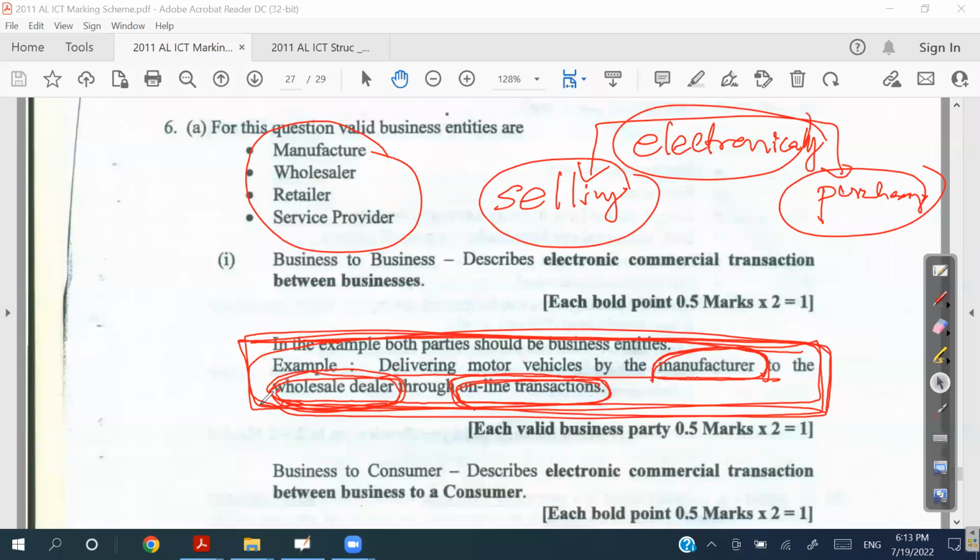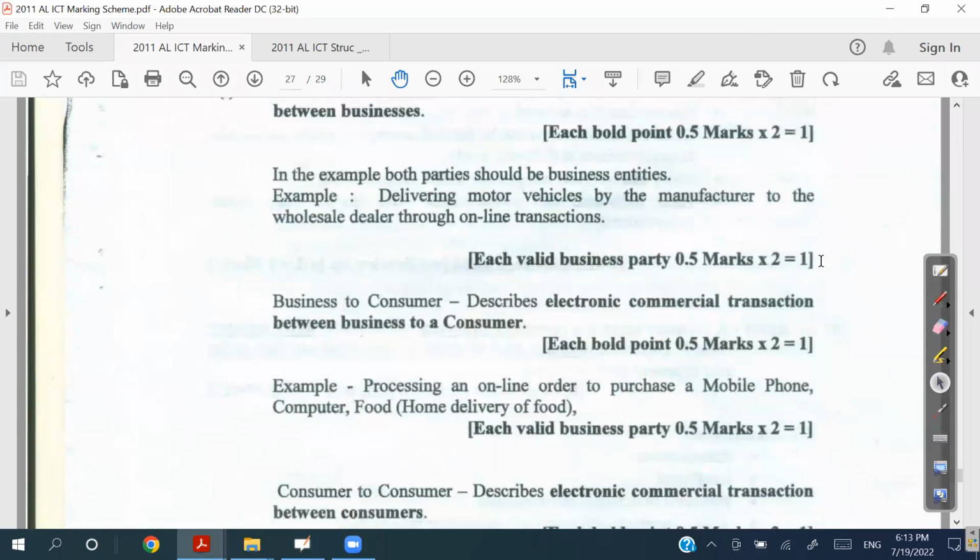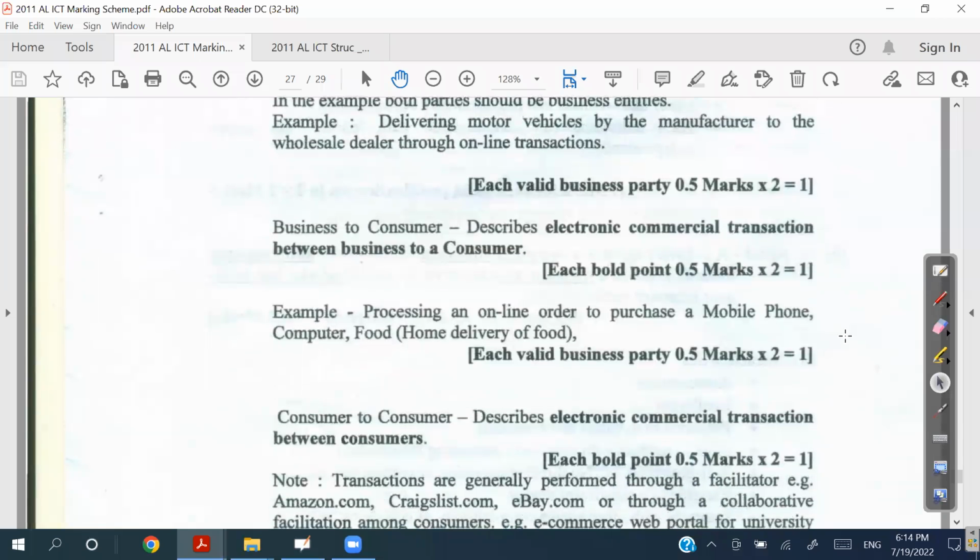Right? And yeah, so those are the things that you need to capture in this question, right? So see what they have done. Business to consumer, describe electronic commercial transaction between business to consumer. So it's 0.5 marks for that. An example, processing an online order to purchase a mobile phone or computer or food, kinds of things.